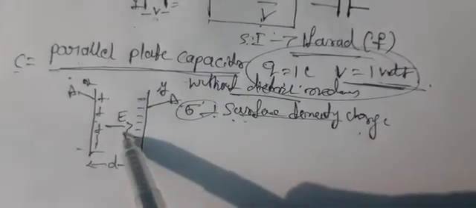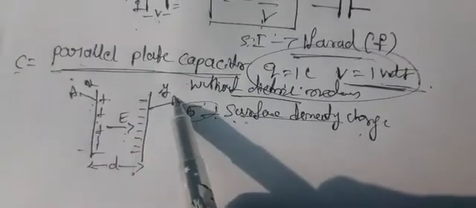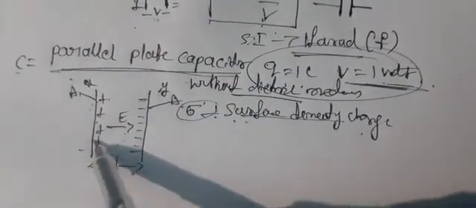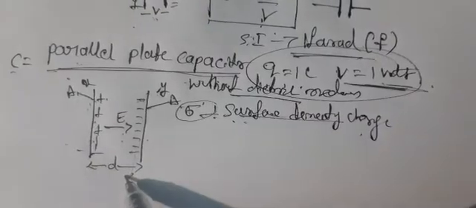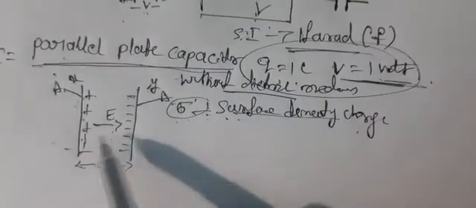In the presence of electric field lines, A is the area of each conductor. The distance between the two metal plates is small d, and sigma is the surface charge density. Consider the two metal plate capacitors.